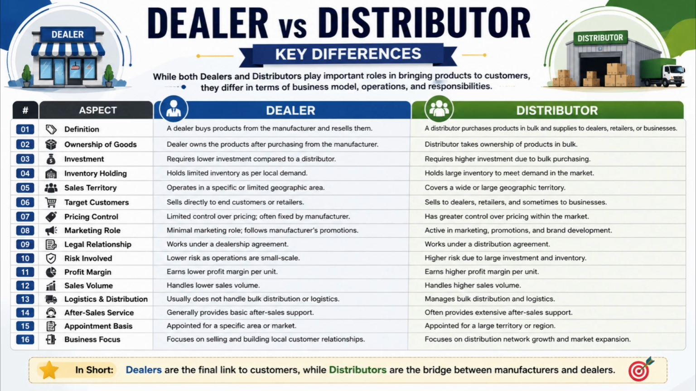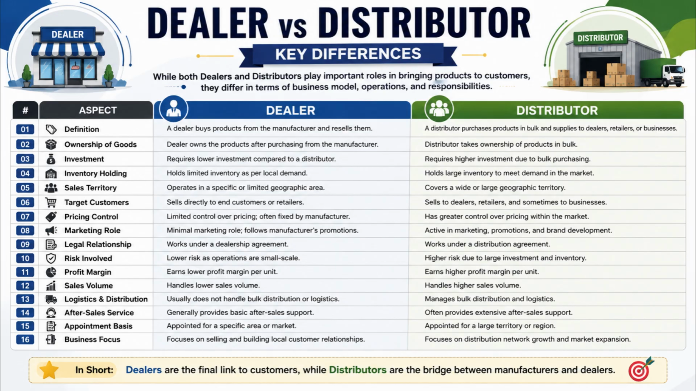Number 13. A dealer usually does not manage bulk logistics and distribution, whereas a distributor is responsible for bulk transportation and logistics operations. Number 14. A dealer generally provides basic after-sales support, whereas a distributor often provides extensive after-sales services and support. Number 15. A dealer is appointed for a specific market or area, whereas a distributor is appointed for a larger territory or region.